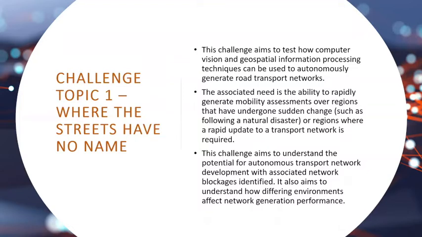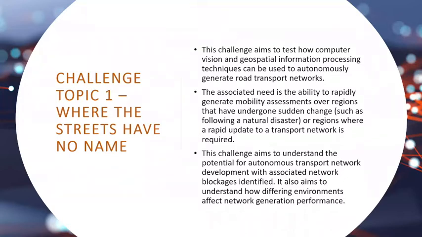So for our first challenge, where the streets have no name, we are aiming to test how computer vision and geospatial information processing techniques can be used to generate road transport networks. So this comes from the need to understand the network after sudden change has occurred or regions where a rapid update is required. Examples of this could be natural disasters such as floods and earthquakes, where networks have changed drastically.